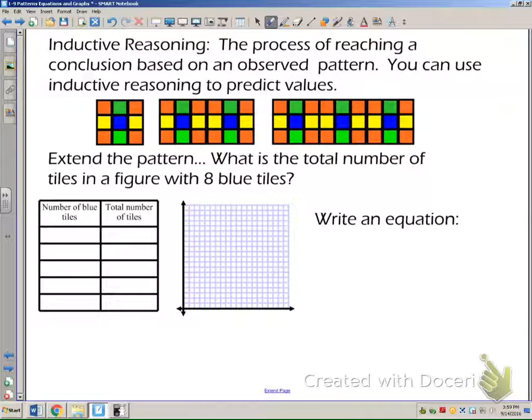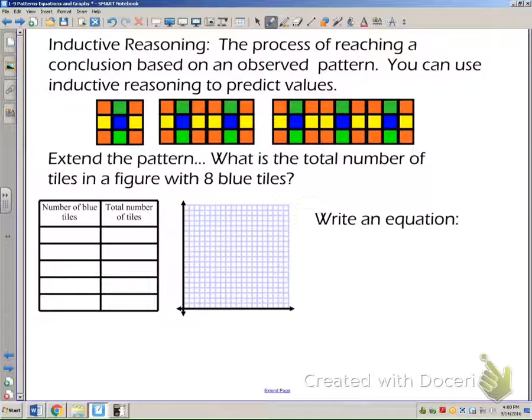Okay, inductive reasoning. It's something that we use every day. My belly's growling. I'm hungry. That's inductive reasoning. I don't know, a boy hits on you in the hallway, you might think that he's got a crush on you. That's inductive reasoning. It's the process of reaching a conclusion based on an observed pattern. You can use inductive reasoning to predict values.